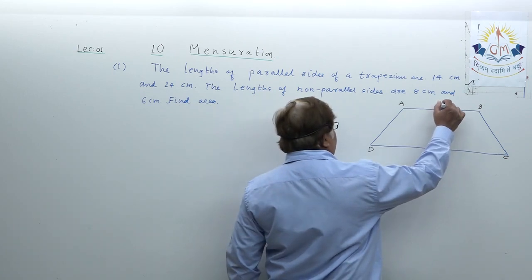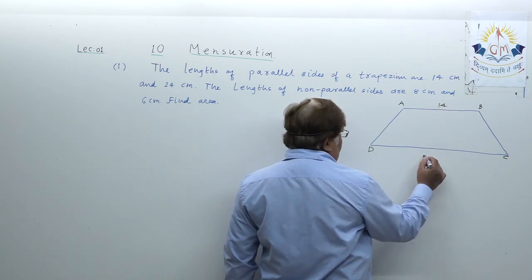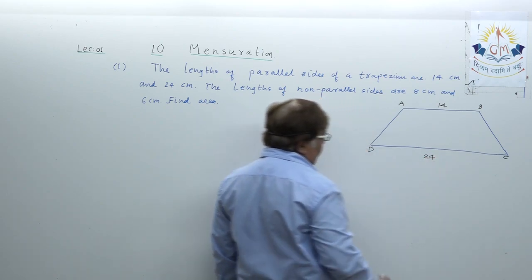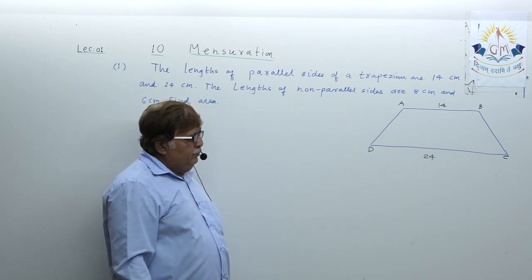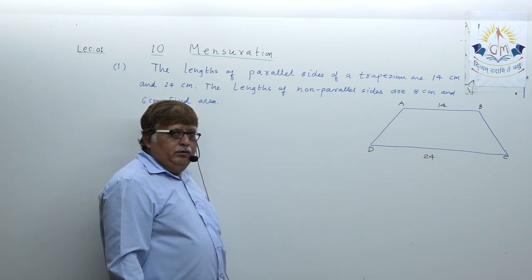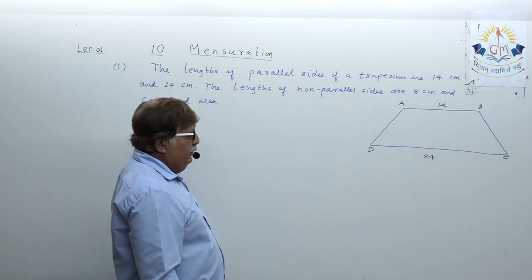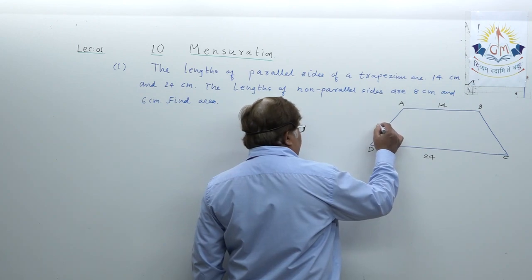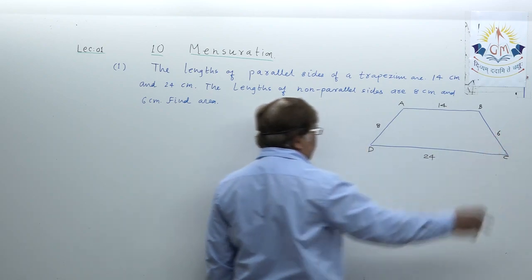Parallel side, this smaller parallel side is given 14. Larger parallel side is given 24. Understood? Two non-parallel sides are also there. Understand? Non-parallel side. One I may say 8 centimeter and one 6 centimeter.